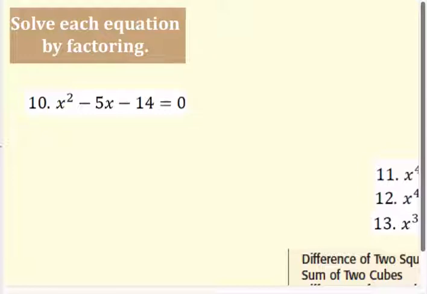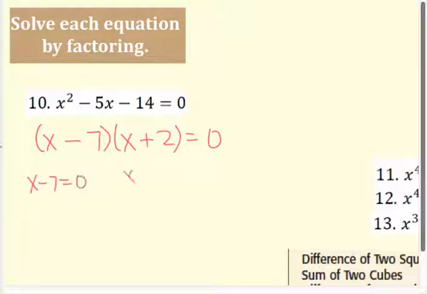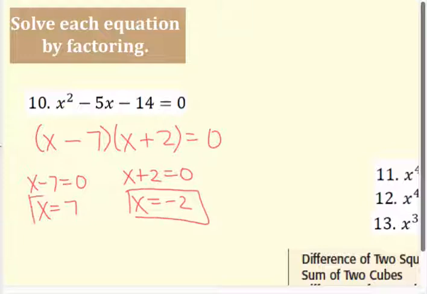So solve each equation by factoring. Well, I look at 10 and I see it's a quadratic, so I just go, well, what multiplies to negative 14 but adds to 5? Well, I know 2 times 7, or 7 times 2 gives me that, and can I get them to add to 5? If I have negative 7 and positive 2, that will add to negative 5. Now remember, we use the zero product property. So I set each part of the parenthesis equal to 0, and I solve each part. These are my two solutions. So that's example 10 with solving.